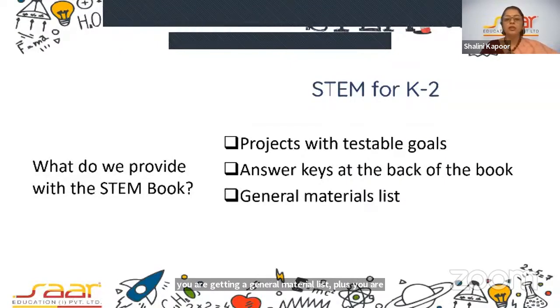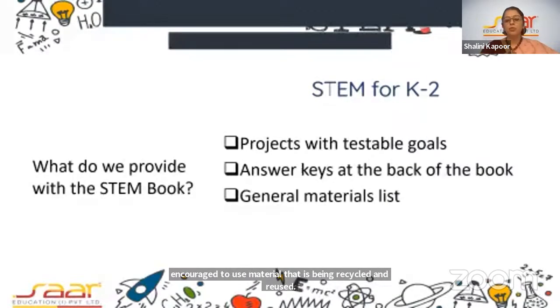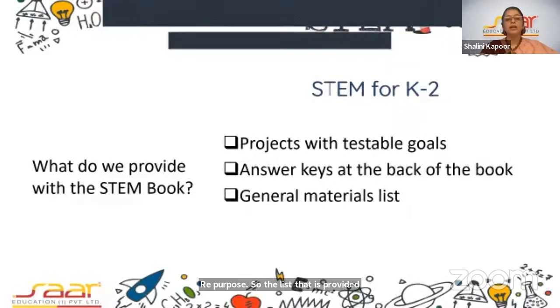Now, teachers, here I would like to point out that the material list provided in the books is general. You are encouraged to discuss with your class and see what else you can use. And it will be really nice if children can be encouraged to use material that is being recycled and reused, repurposed. So the list that is provided with your books is not an exhaustive list by any means.